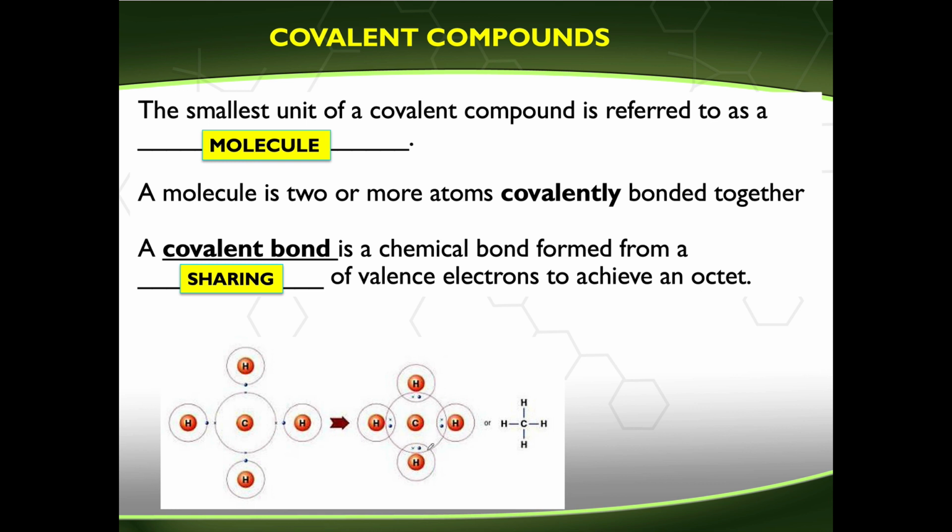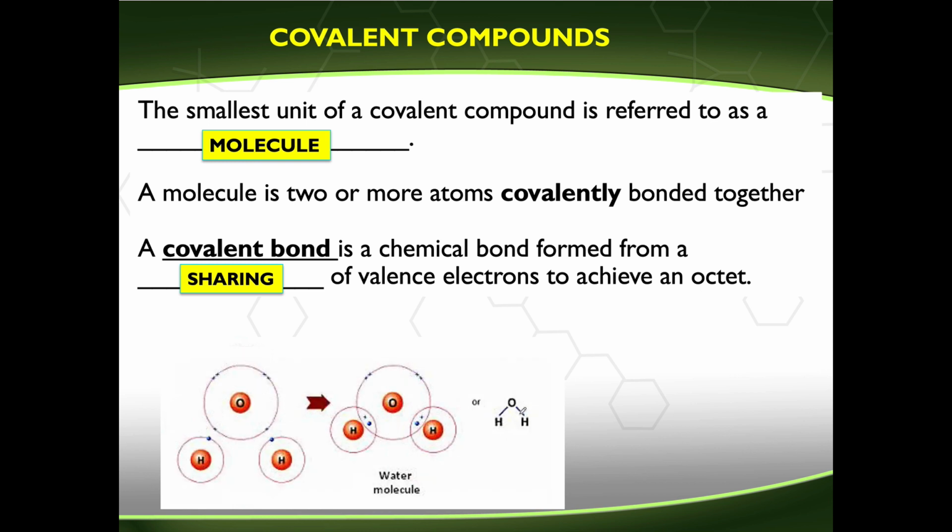And remember, hydrogen is happy with just 2. When you have 2 shared electrons, we replace it with a single dash called a covalent bond when we're writing out molecules in biology and chemistry. Here's another example of a water molecule, okay? A water molecule is 3 atoms covalently bonded.